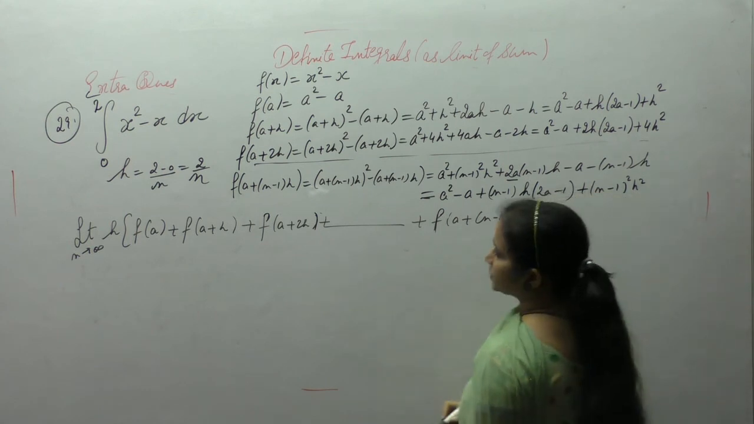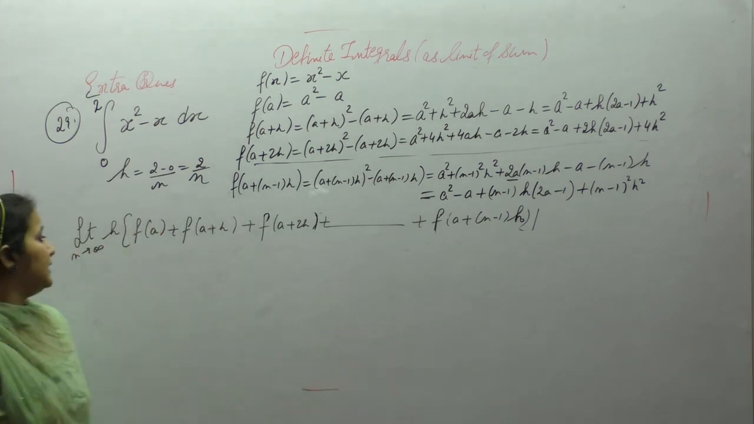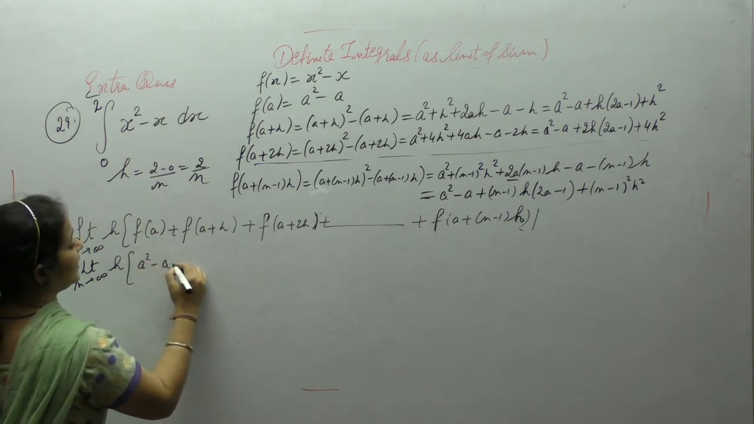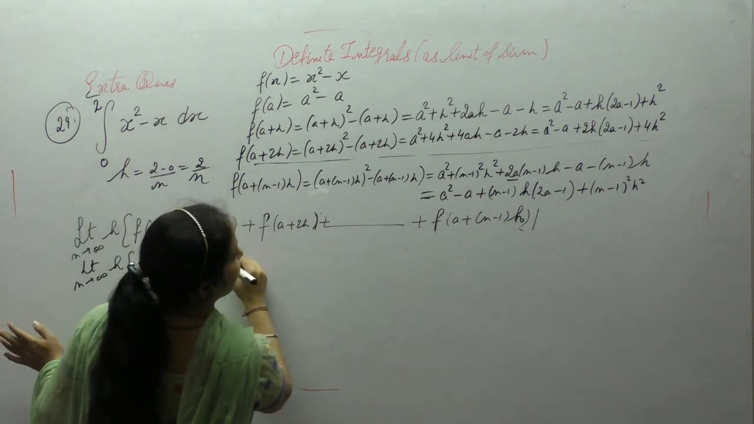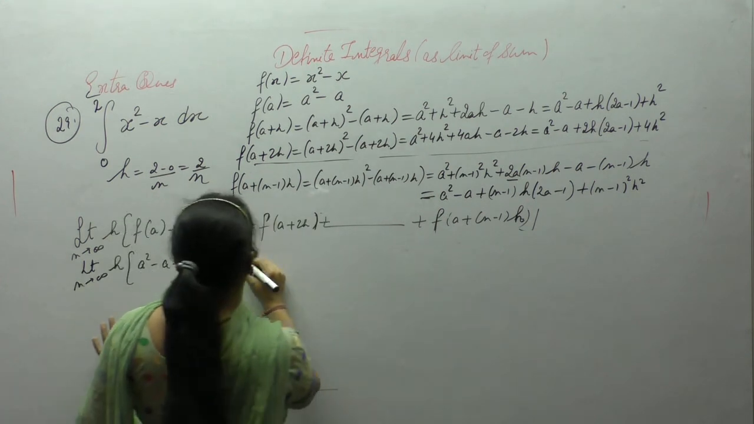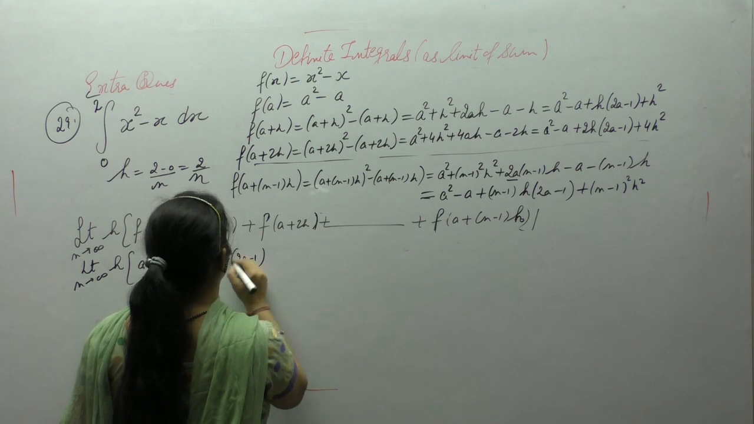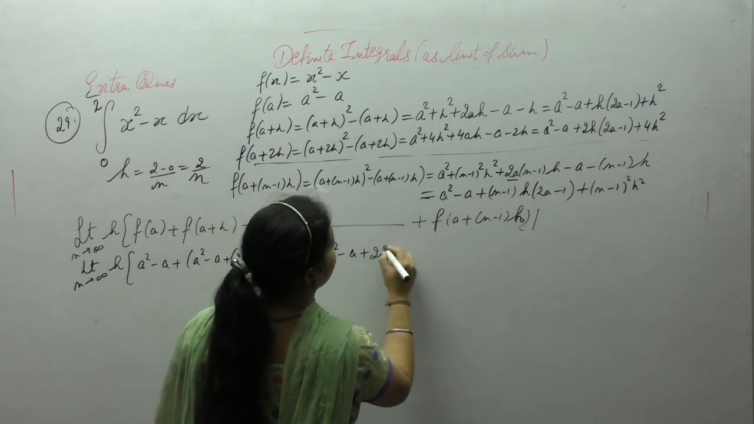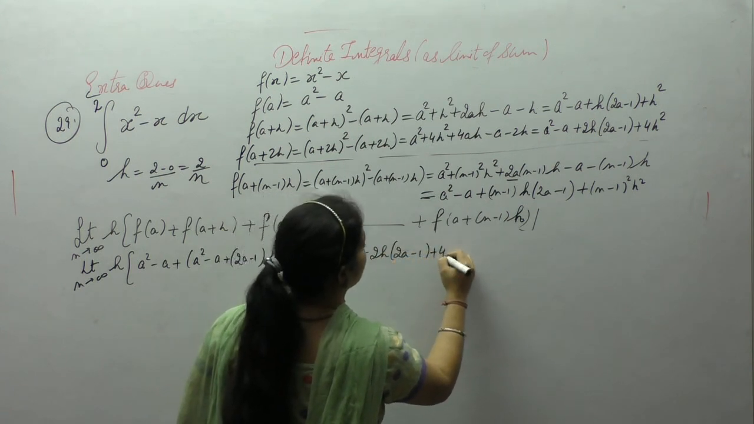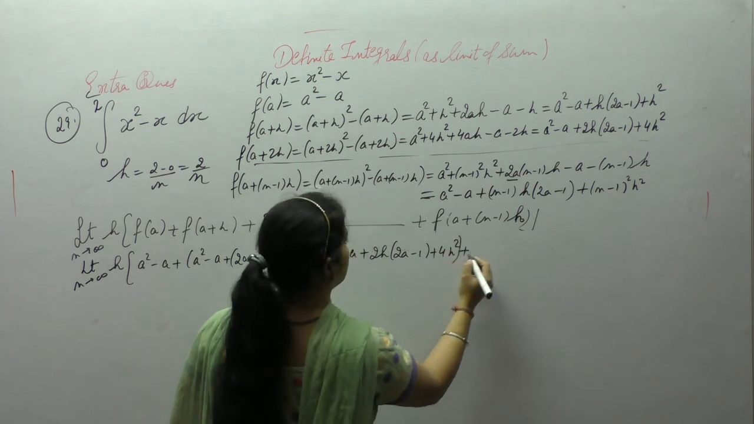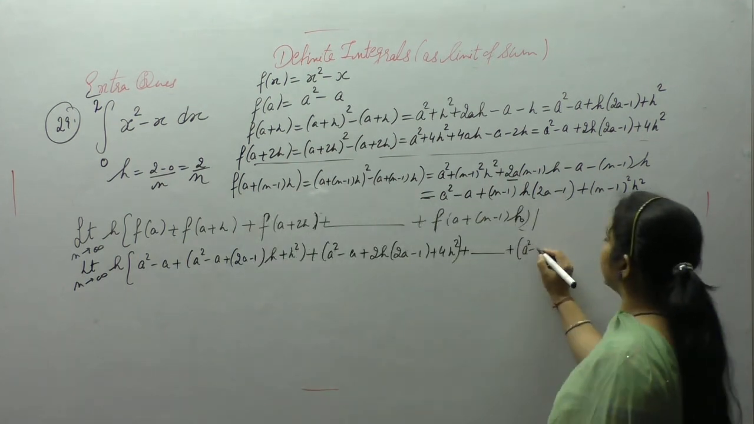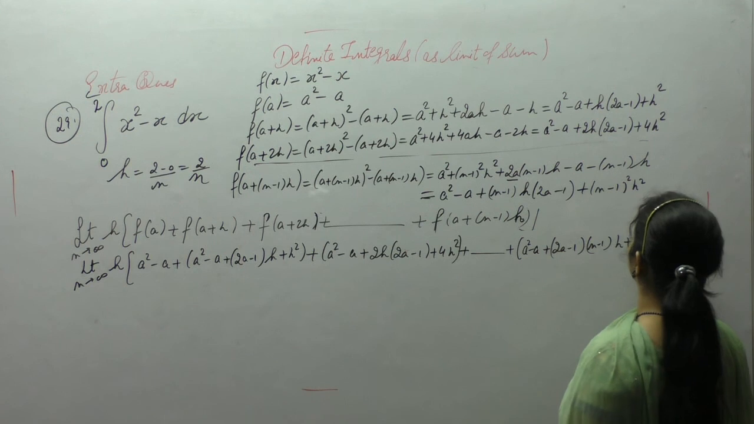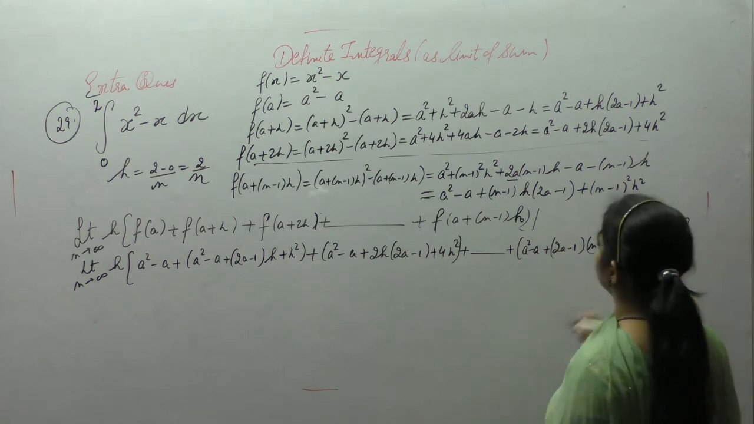Now put the value of these functions in the given formula. Limit n tends to infinity, h times f of a, which is a square minus a, plus (2a minus 1) into h plus h square, plus a square minus a plus 2h into (2a minus 1) plus 4h square, and so on up to a square minus a, (2a minus 1)(n minus 1)h plus (n minus 1) square h square.